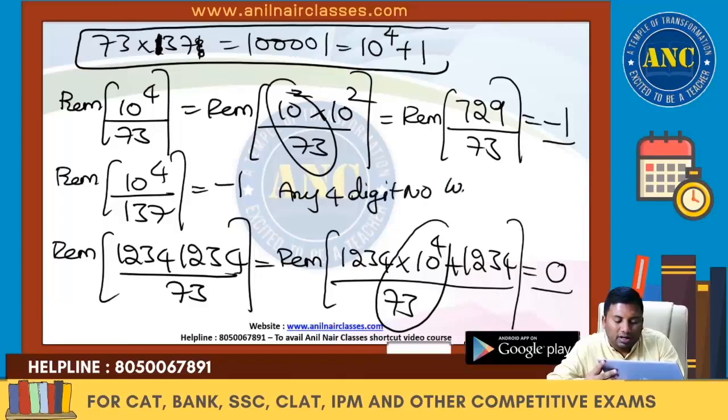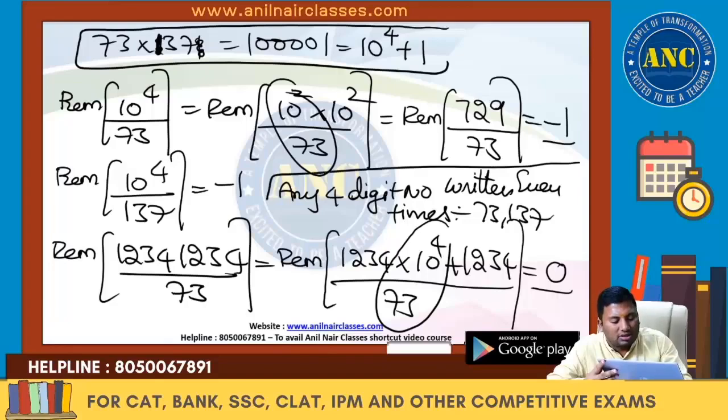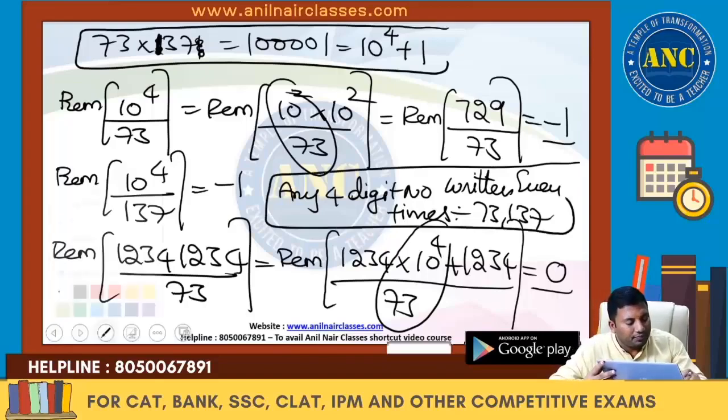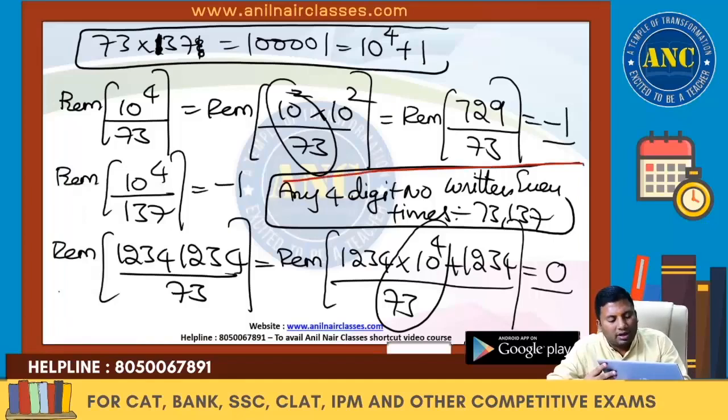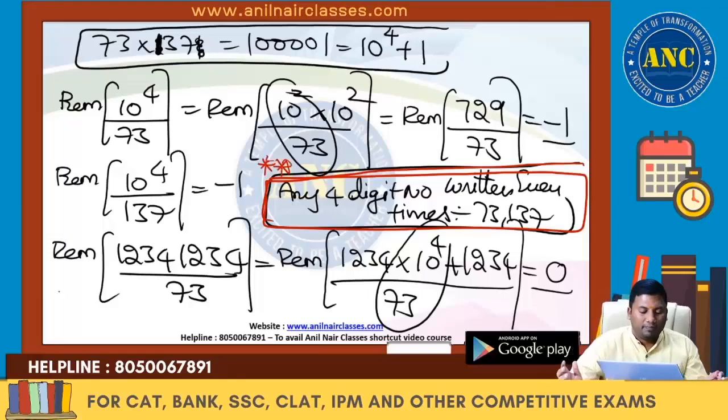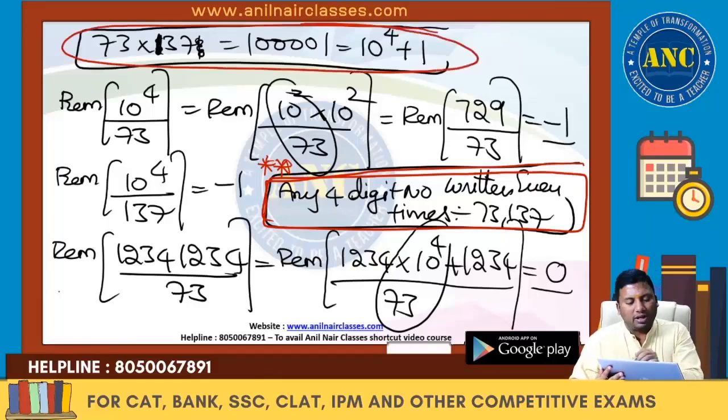Any four digit number written even number of times is always divisible by 73 and 137. Please make a note of it. Extremely important concept based upon the multiplication of 73 and 137.